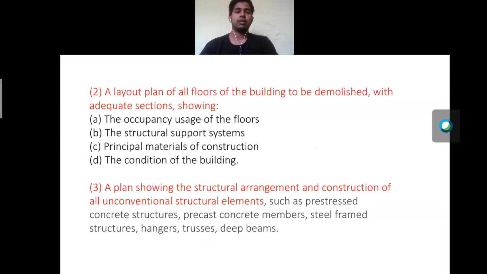And the second plan required is the layout plan of all the floors of the building to be demolished with adequate sections showing the occupancy, usage, the structural support system, the principal materials of construction, and the conditions of the building. And the third plan is the plan showing the structural arrangement and the construction of all the unconventional structural elements such as pre-stressed concrete structures, precast concrete members, trusses, deep beams, etc. Next slide.